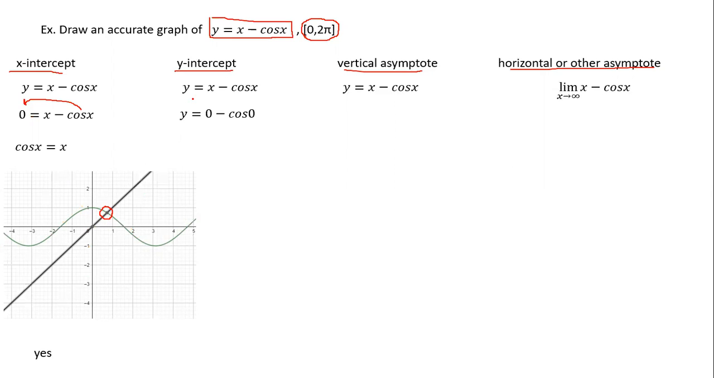The y-intercept, let x equal 0. The cosine of 0, you could do it from the graph. When x equals 0, what is your y value on the graph? I'm getting an answer of 1 for that. So 0 minus 1 gives me negative 1.